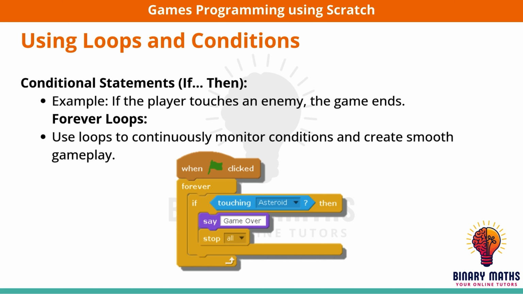A condition is something that only happens if a certain rule is true. For example, if the player touches an enemy, then they lose a life. We use if-then blocks to make this happen. So loops and conditions work together to make your game run smoothly and respond to what the player does.